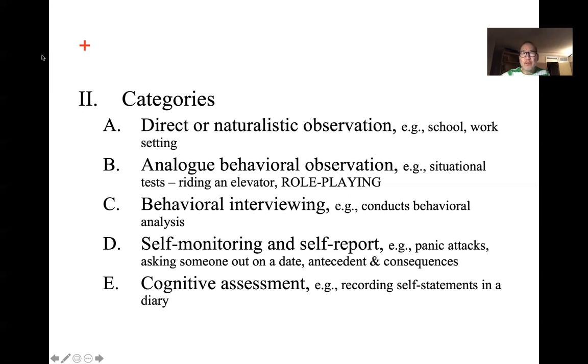And finally, cognitive assessment is recording, big surprise, thoughts that people experience related to the problems. I won't go into this again. I think I described it earlier with the example of OCD.